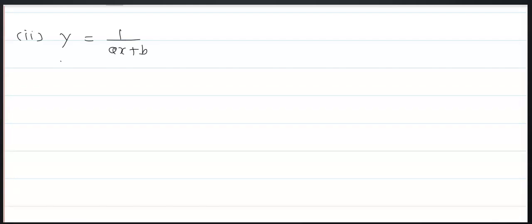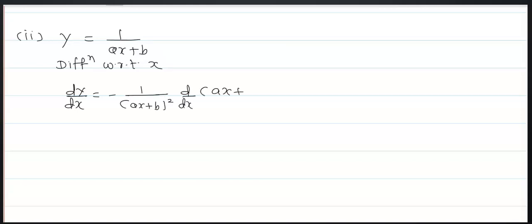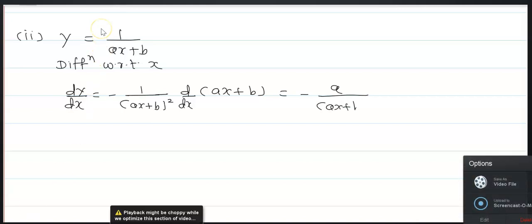Second, y is equal to 1 upon ax plus b. Differentiate this with respect to x. Therefore, dy by dx is equal to minus 1 upon (ax plus b) whole square into d/dx of ax plus b. What is the derivative of 1 upon x? The derivative of 1 upon x is minus 1 upon x square into d/dx of x, which is 1. In the same way, minus 1 upon (ax plus b) whole square into d/dx of ax plus b. What's the derivative of ax? It is a. Therefore, minus a upon (ax plus b) whole square.